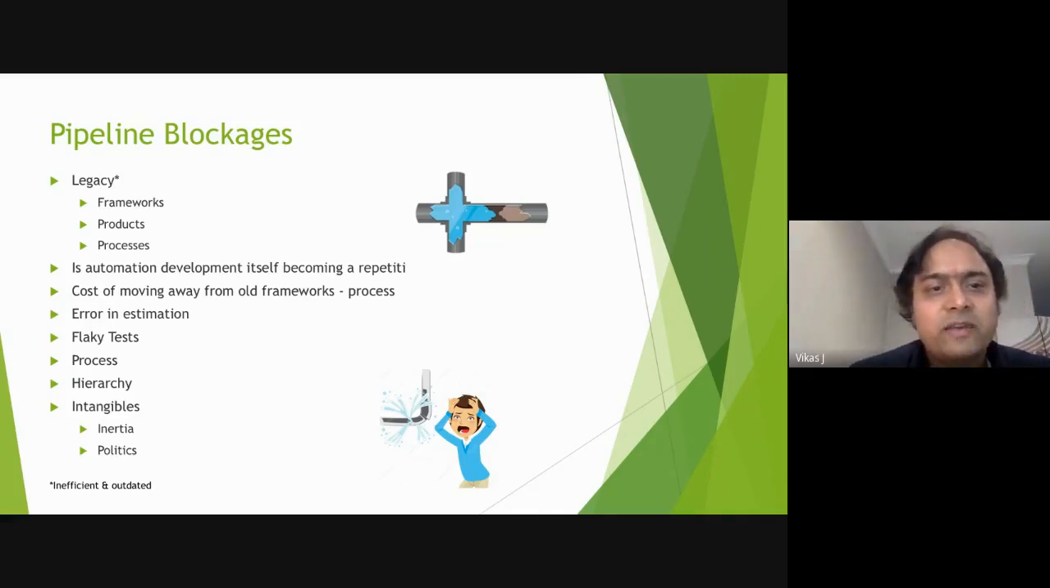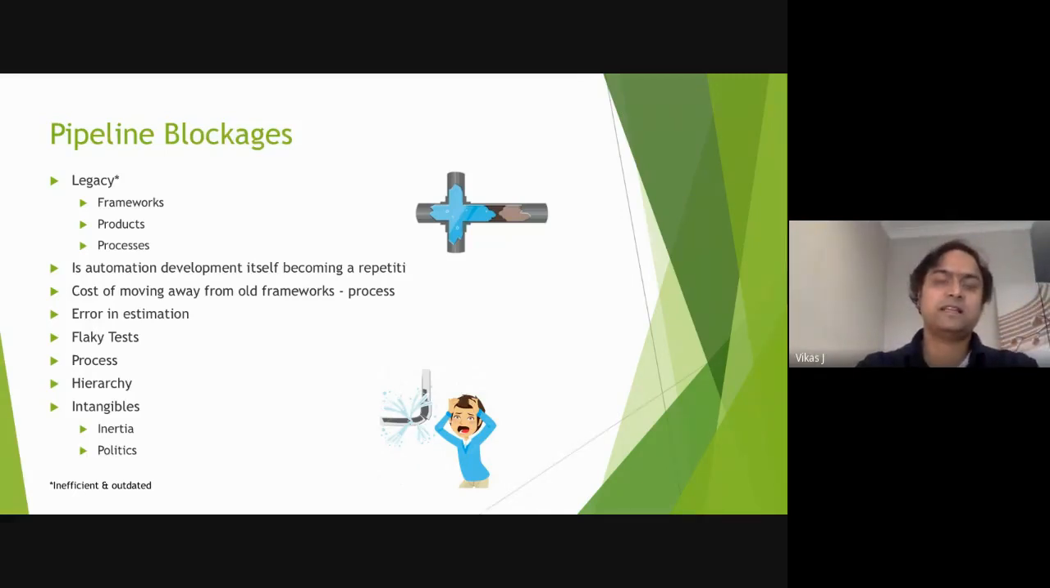Somewhere that step itself needs to be automated, isn't it? And the cost of moving away from old frameworks or processes, the company doesn't want to pay. They say the show is going fine, we don't want to spend extra money on new frameworks or new processes. There can be errors in estimation, which can totally run berserk. And then the tests can be flaky, the process can be glitchy, the hierarchy may not care, it may have its own problems. So these are a few tangible ones.